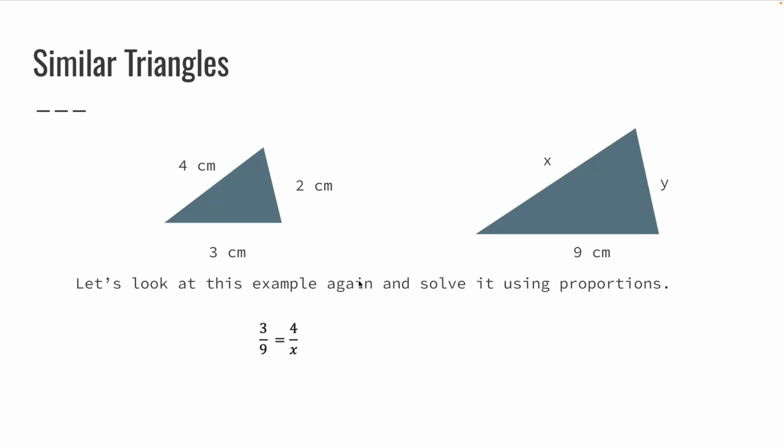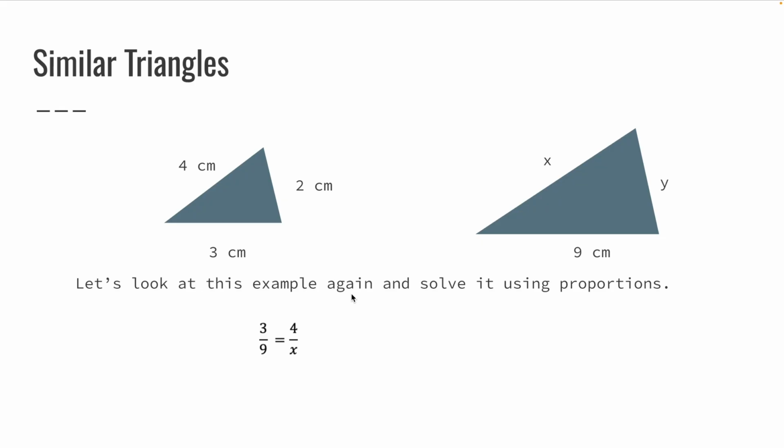So for example, I can start with 3 over 9 is the same as 4 over x. Okay, so 3 over 9 equals 4 over x. Make sure that you've matched up the right sides, and make sure that you've put the same triangle on the top and the same triangle on the bottom. What I mean by that is 3 and 4 are both from the same triangle, and they're both on the top. 9 and x are from the same triangle, and they're both on the bottom. So make sure you're following the same pattern when you write your fraction.